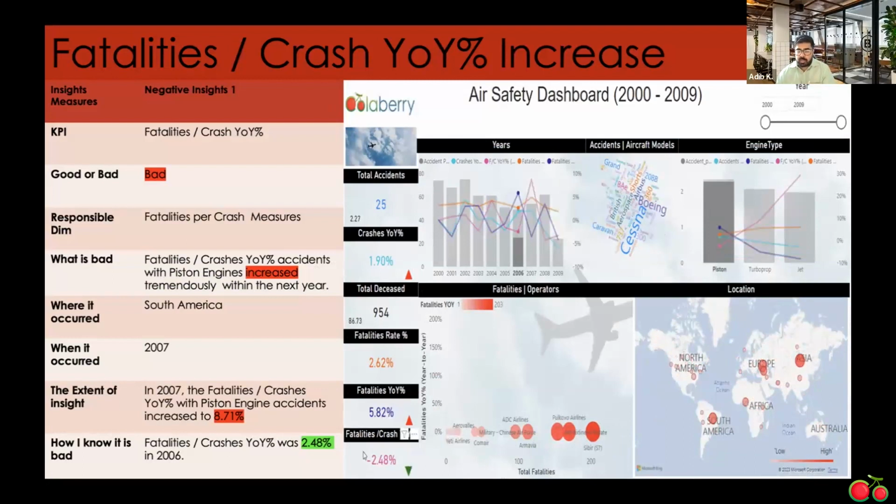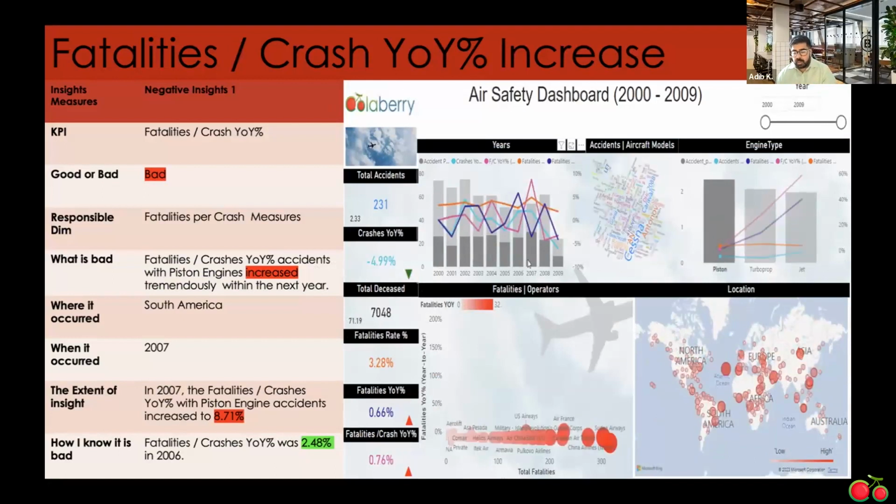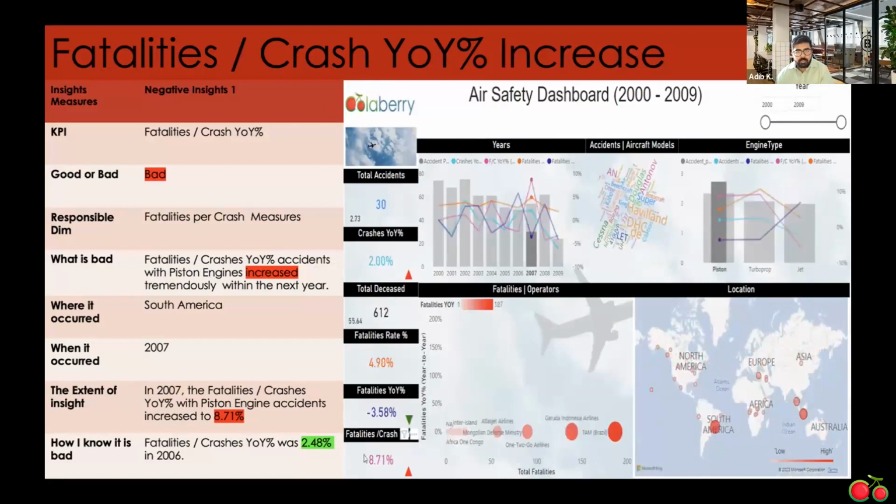And if you take a closer look at the dashboard, in 2007, most of these accidents were happening in South America. So this is a very concerning issue that should be taken into consideration. And I have some recommendations for solving this issue as well.